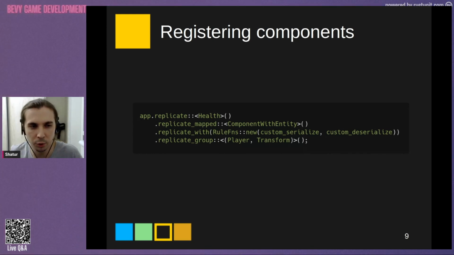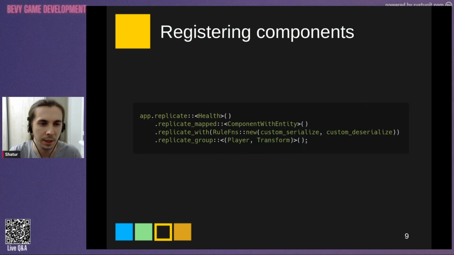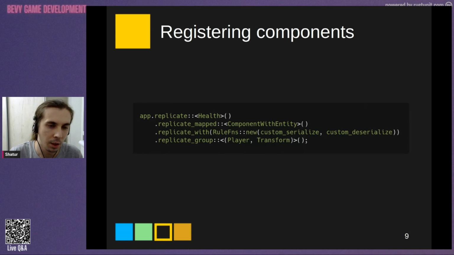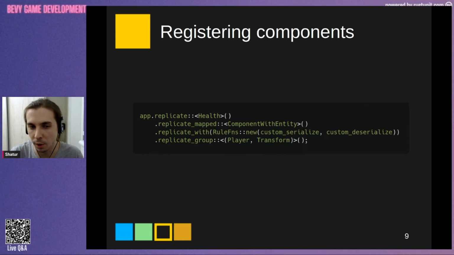But sometimes you want to customize the serialization. And this is why we provide replicate_with. It's a special method that allows you to register a component with custom serialization and deserialization. This is quite useful when you want to apply things like compression, or you want to quantize values, things like this. And another option is to register a group of components.